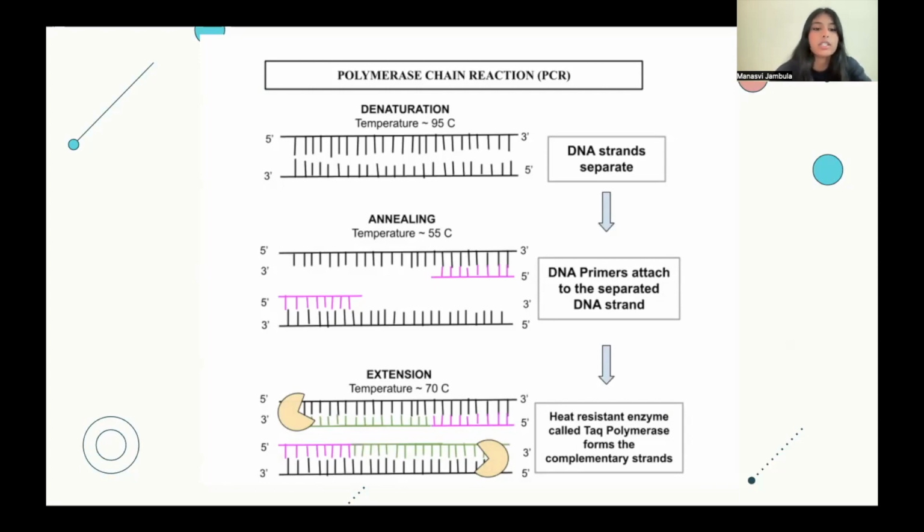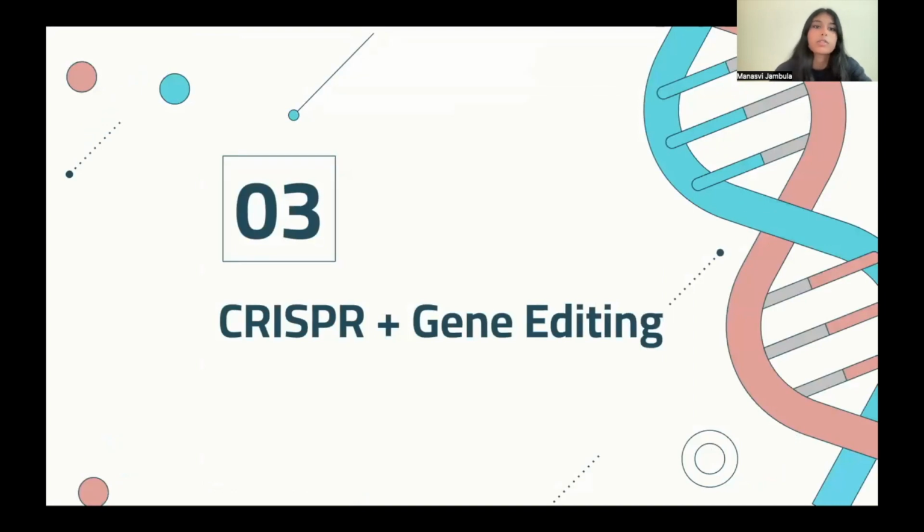And extension is DNA polymerase creates complementary DNA strands, which then leads to two new double-stranded DNA strands, which are double the original amount. So it has two of the parental strands and two of the new strands. And this is basically done over and over again, and that's how it makes a bunch of copies of the same thing. Now let's talk about CRISPR-Cas9, which is a revolutionary gene editing tool.